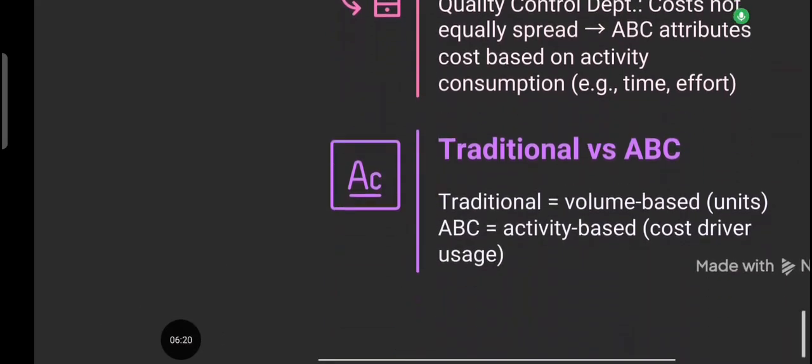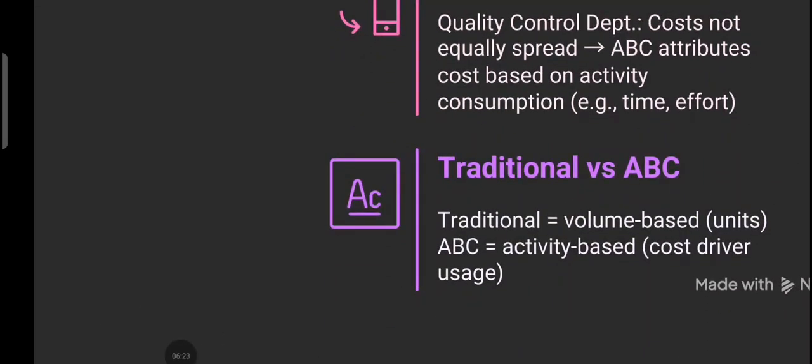Now if you compare ABC costing versus traditional costing, traditional costing is volume based, using units, but ABC costing is activity based, using effort and time. So the result is that ABC costing gives more meaningful, more actionable cost insight.